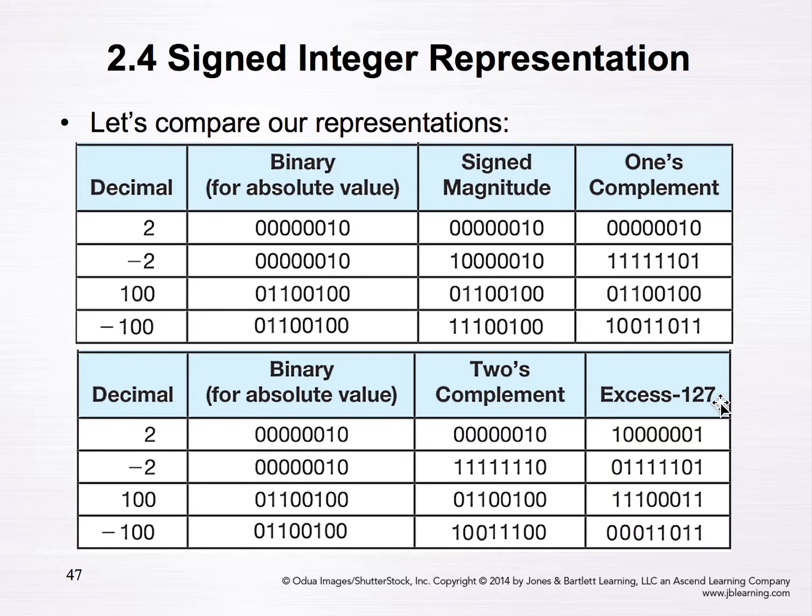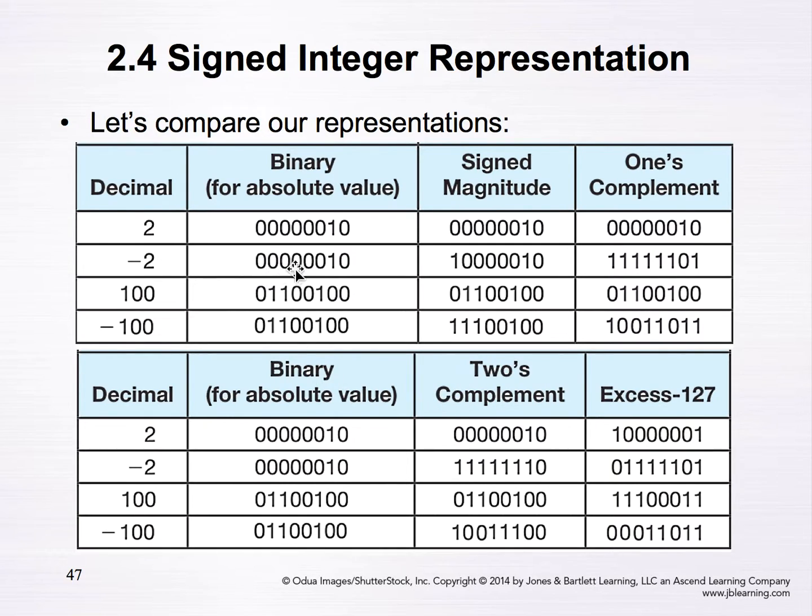Okay, so we can see, for example, for the number 2 right here, all of the representations are going to be the same, except Excess 127, where 2 plus 127 is 129. So this binary string represents the number 129.